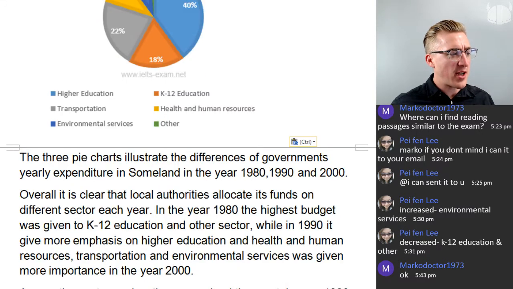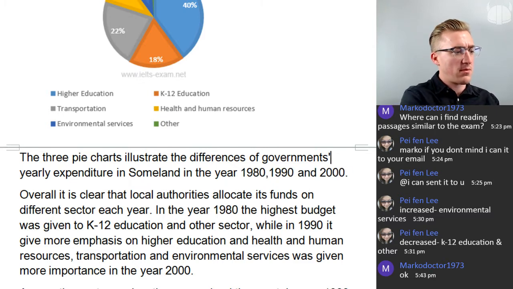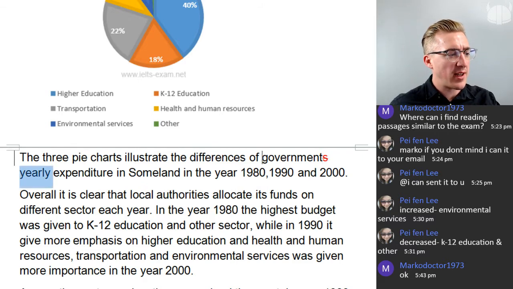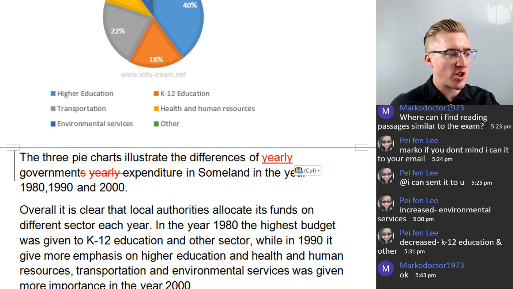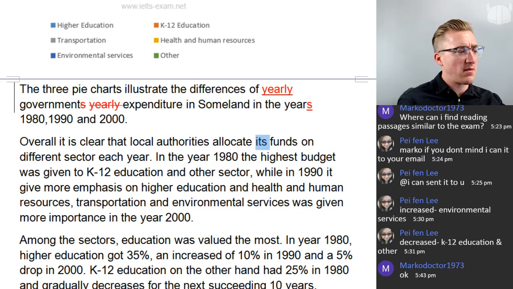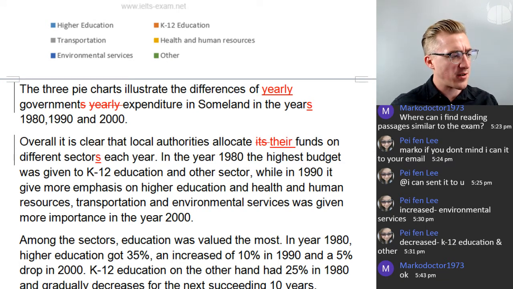Okay, so same thing. The 3 pie charts illustrate the differences of government's yearly expenditure in some land in years 1980, 1990. Oh, I'm going to change my mind here. I'm going to put this yearly at the beginning. So yearly government expenditure without S. In the years 1980, 1990, and 2000. Overall, it is clear that local authorities allocate, you said authorities, right? Allocate their funds on different sectors, allocate to different sectors each year.